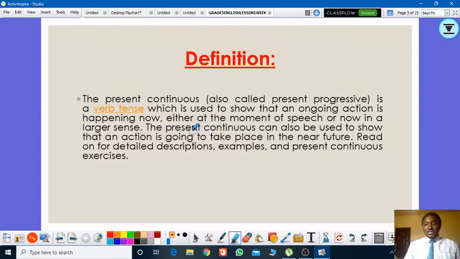The present continuous tense can also be used to show that an action is going to take place in the near future. Read on for detailed descriptions, examples of present continuous, and also try out the exercises and the assignment that you're going to find in this tutorial.